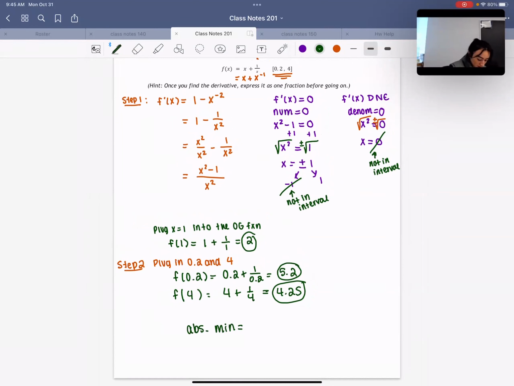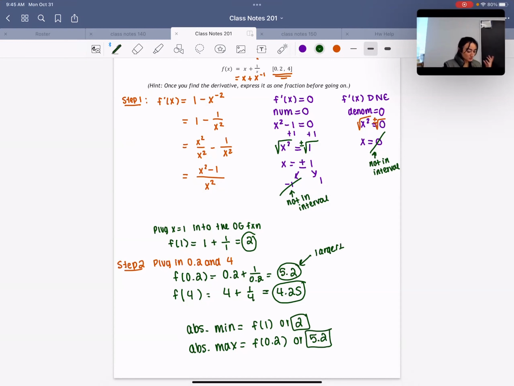Not 4, 2, right? The y value 2, which you can also express as f of 1. So 2 is my absolute min. It's the smallest of all the numbers I found. What's my absolute max? Not 4. Remember, it's always the y value that we talk about. So yeah, 5.2 is what we're looking at. 5.2 is the largest number. So you can either say f of 0.2, or you can say 5.2 as our answer.